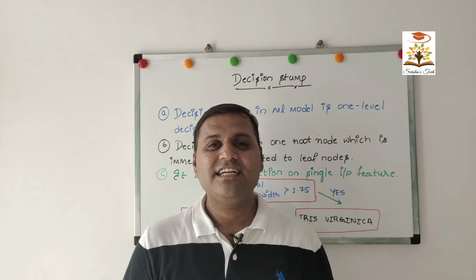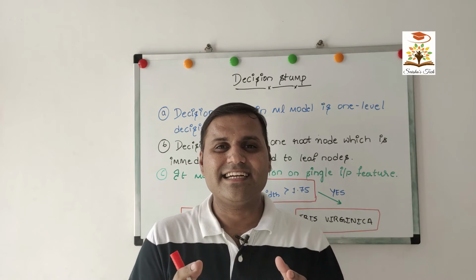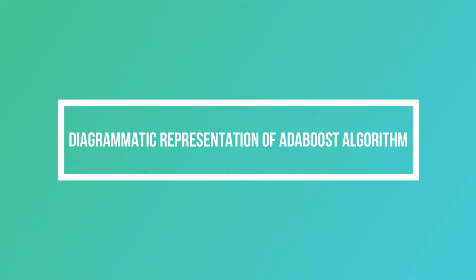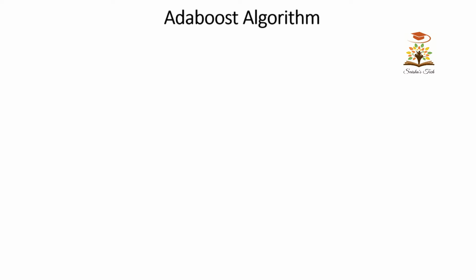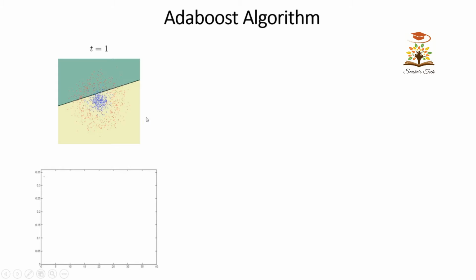Let us understand the AdaBoost algorithm using the diagrammatic approach. In the first step, we are able to classify many of the negative values and a few of the positive values correctly, but many of the negative values were misclassified. The error for this stump was approximately 34%.